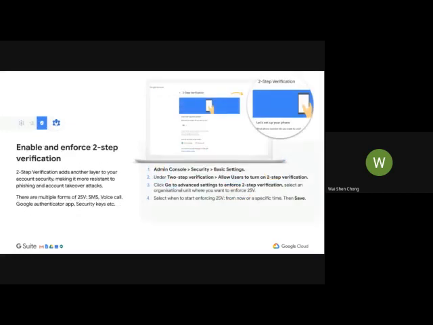So this is what I mentioned. You should enable and enforce two-step verification for all your applications, or a single sign-on. This is an example where you can use your phone for two-step verification, instead of using an OTP password or an SMS password that is sent to you every time you check an email.